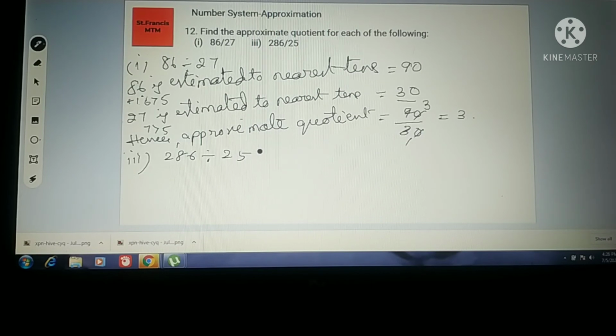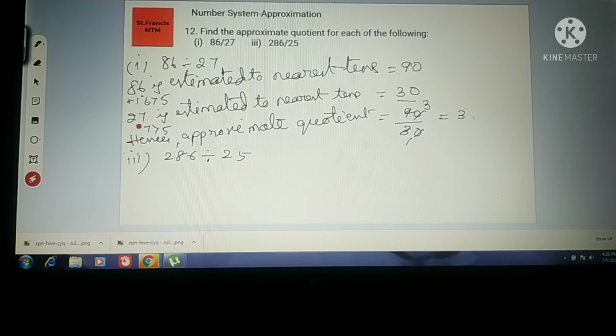See, the first number 86 is estimated to the nearest tens. So to round to the nearest tens we have to look at the ones digit. What is there in the ones digit? 6. So clearly here 6 is greater than 5. So you have to add 1 to the tens digit. It will be converted into 90.